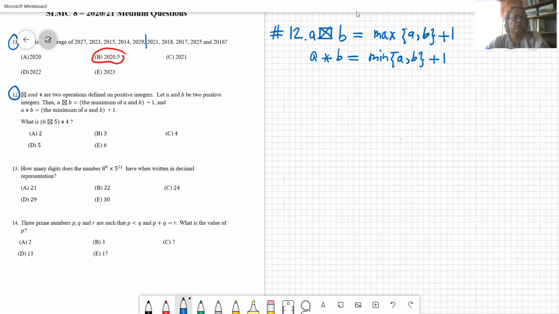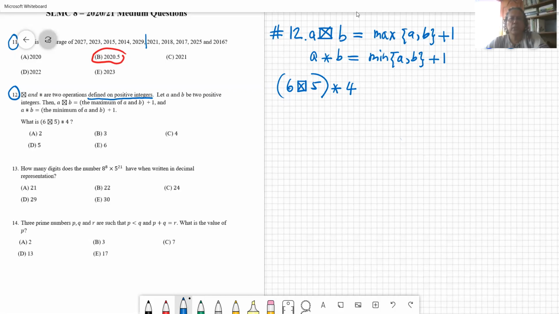So we simply need to find out this value, 6 box multiplication 5 within the parentheses. That means we need to do it first and then start with 4. So these two operations are defined on positive integers, so that also you can note.